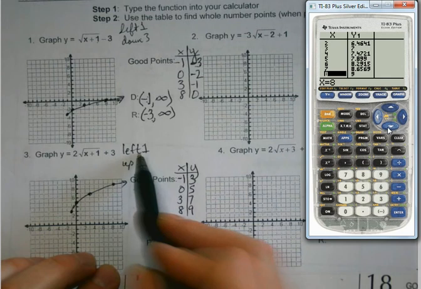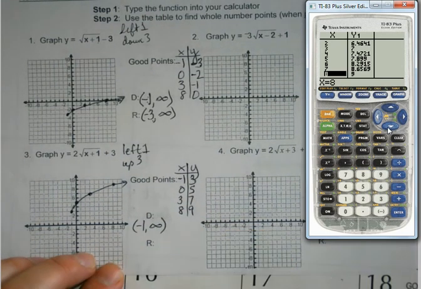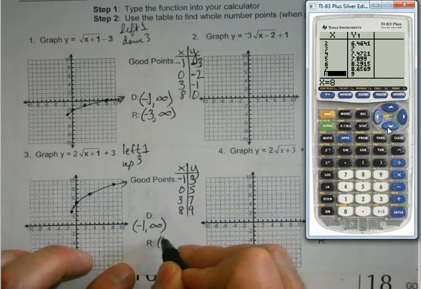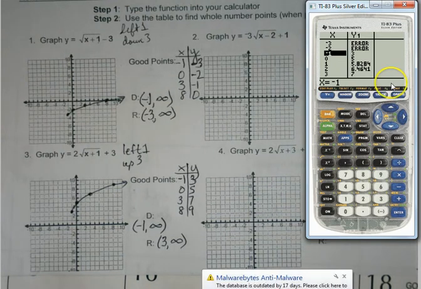Because as soon as I see the left 1, it means my domain is going to shift left 1 from 0. It's at -1. My range went up 3. So it starts at 3 and goes up. And I can start to see how this works out. Now, the calculator is always going to tell you where your domain and range are starting. Right after that error, whatever numbers are there, there's your domain x value, there's your range y value. And everything's going to be going off to infinity.